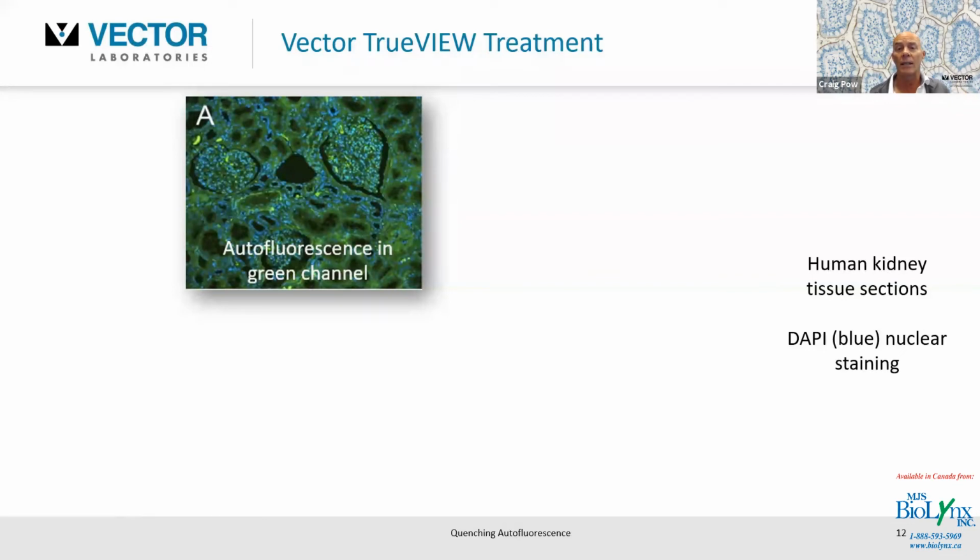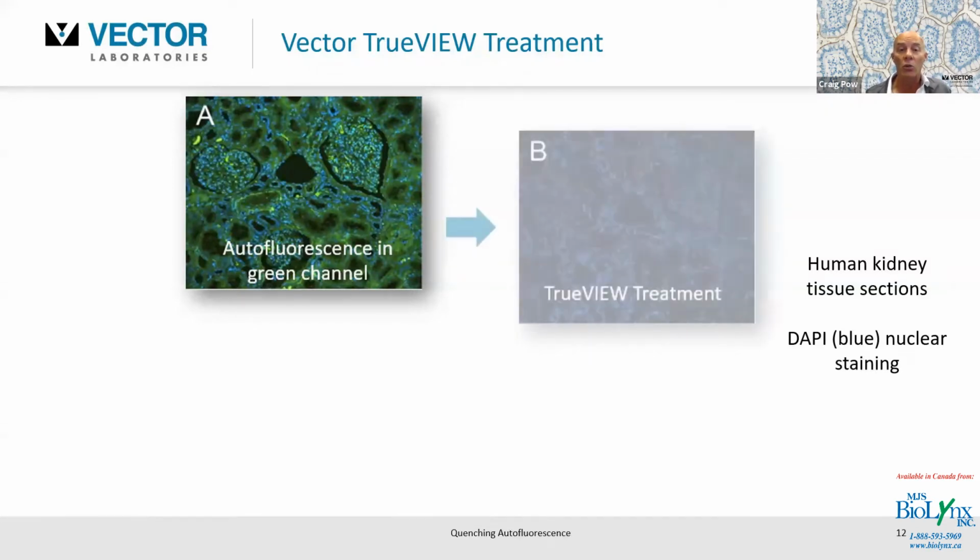And here's human kidney sections, some serial sections here. And this particular section is simply just a cut tissue section of human kidney looked at under the green channel. I will say that it has been counterstained with DAPI, so we can identify some of the underlying tissue morphology and architecture. And this is the extent of autofluorescence in the green channel.